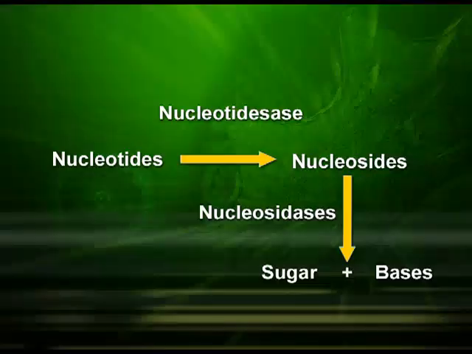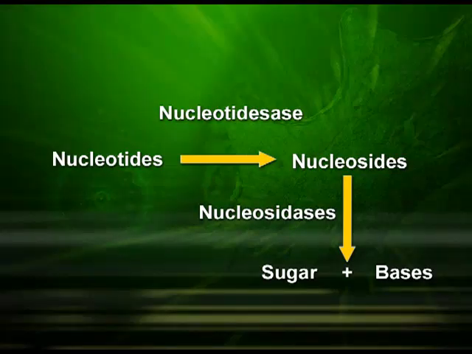We cannot absorb nucleosides, they need to be further broken down, and they will be broken down by another enzyme called nucleosidases, which are also present in Succus entericus. Now it will convert nucleosides to sugar and bases. See what a nice thing has happened. We can easily absorb sugar in the form of glucose and fructose.